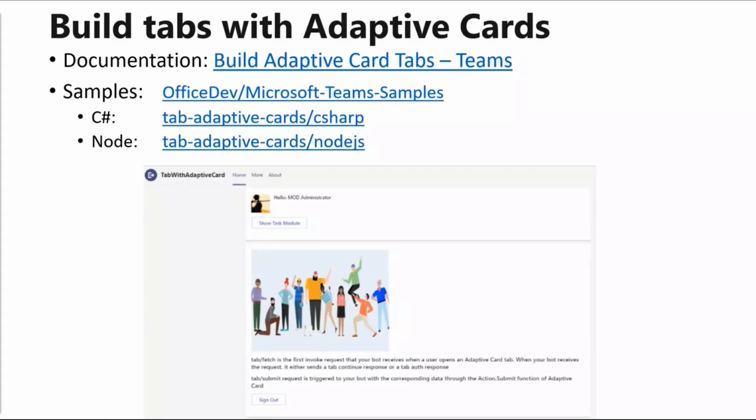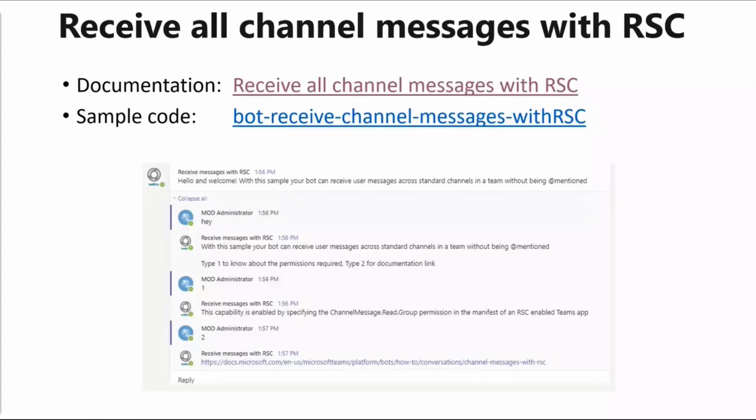Moving to the next one. Using the RSC, you can now request the team owners to consent for a bot to receive user messages across the standard channel in Team without you mentioning the bot. This capability is enabled by specifying the ChannelMessage.Read.Group permission in the manifest of the RSC enabled app. Note that this is still in developer preview, but we still want to show you the demo, how it works.